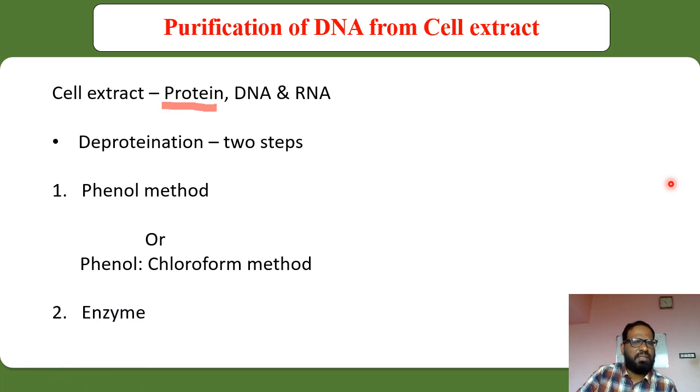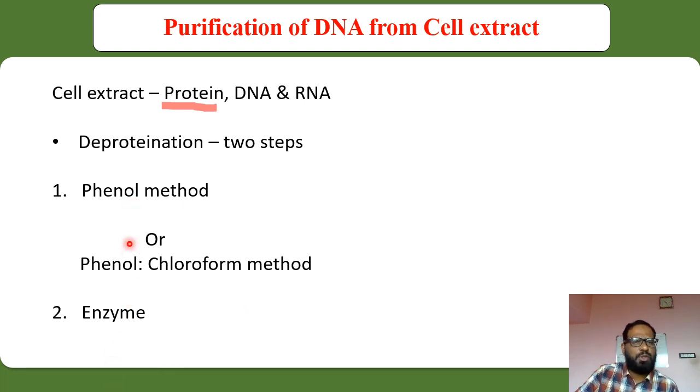The second important step is to use enzymes. What type of enzymes do we use? There are enzymes which can selectively degrade the protein, and such enzymes are called proteolytic enzymes. One very common example is proteinase K. Proteinase K is a very powerful enzyme, and it selectively degrades the protein molecule and removes it. That's why we can use the two steps.